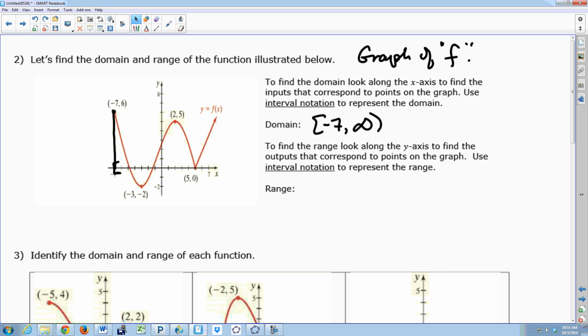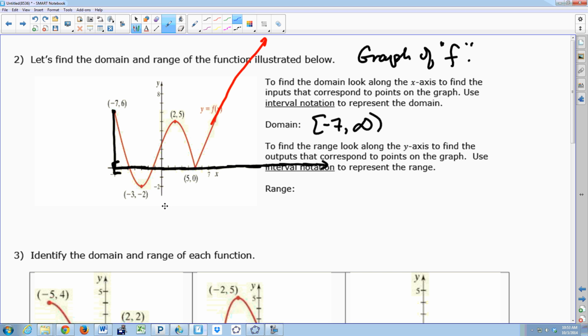I'm going to put my bracket right there at -7, and I have no gaps in this function, no holes, no jumps. It just keeps going and going forever and ever, because this arrow here tells me I keep going forever and ever. So my domain starts at -7, but it goes all the way out to positive infinity. Okay. What about my range?